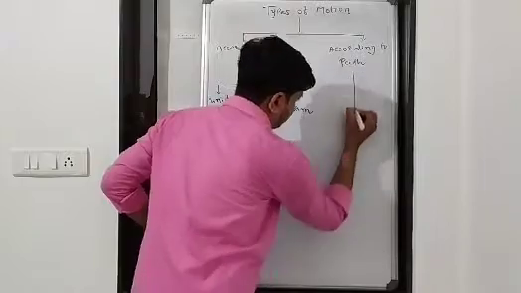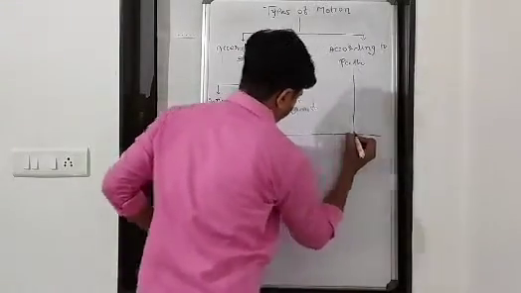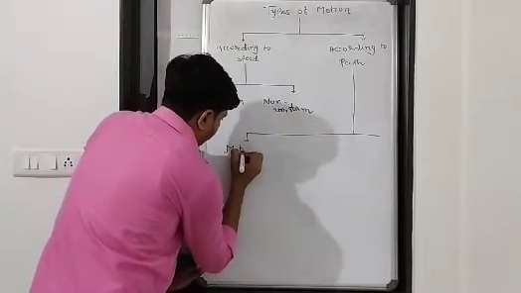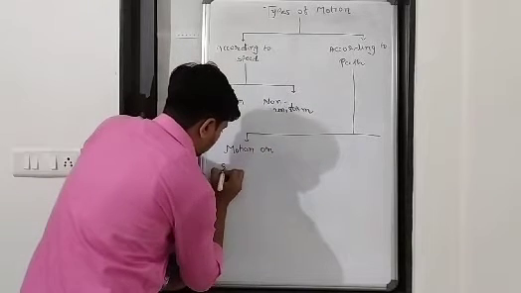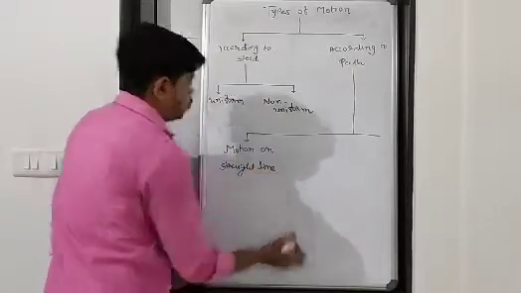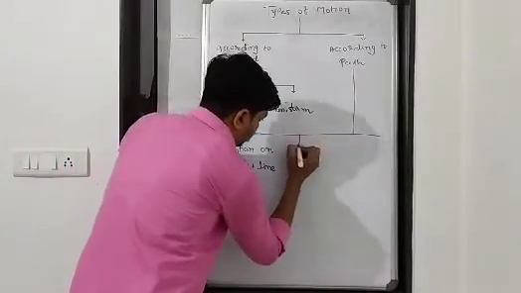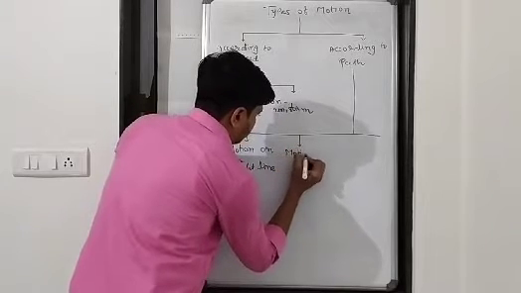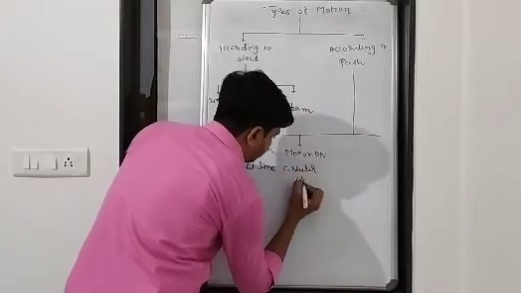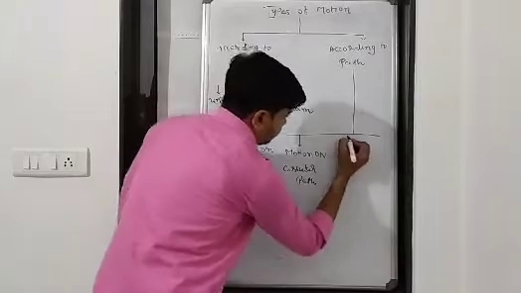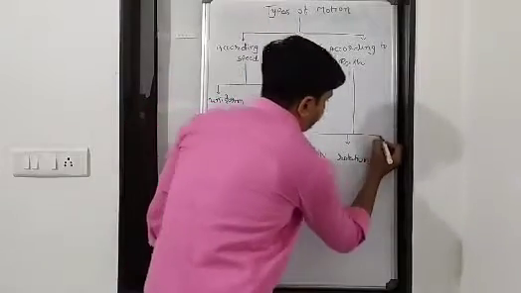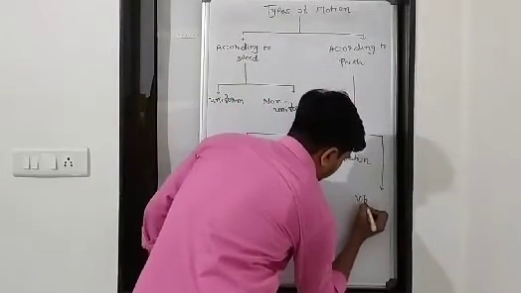While according to path, there are four types. The first one is motion on a straight line. Second, motion on a circular path. Third, rotation. And the fourth one, vibration.